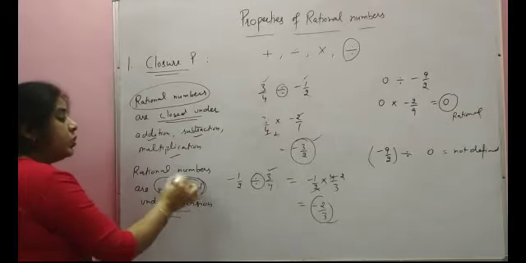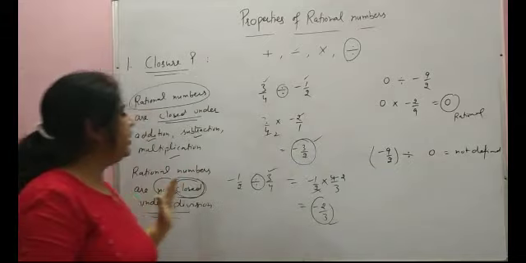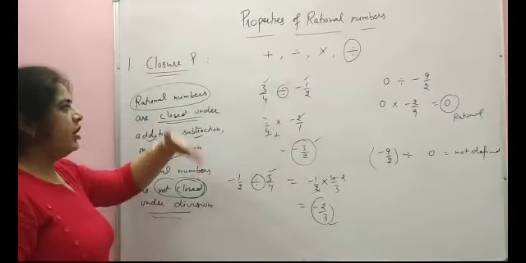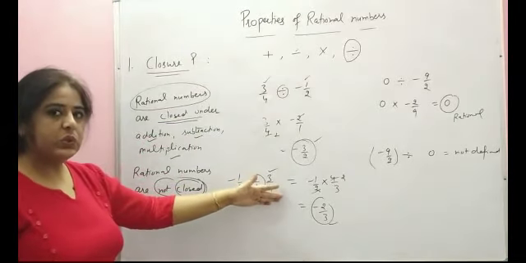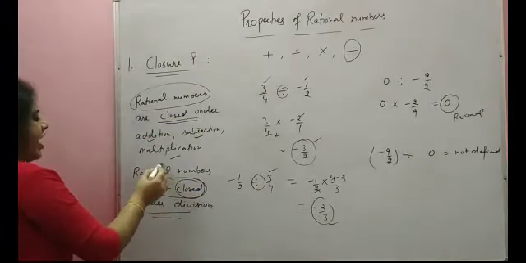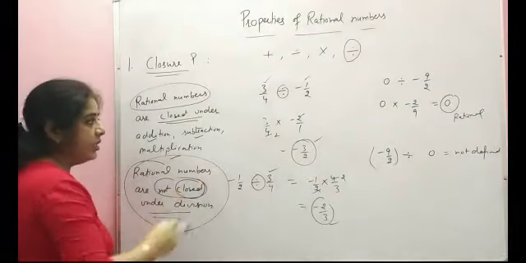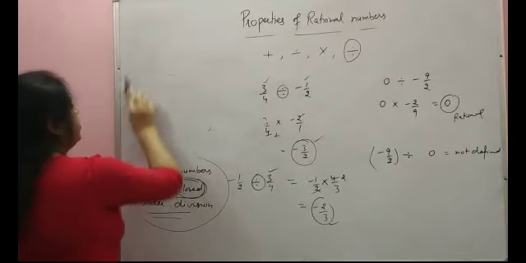Because if we leave out 0, just because of 0 only, the rational numbers are not closed under division. If we leave out 0, then for the rest of the rational numbers it is always closed under division also. But generally, we have this result that rational numbers are not closed under division. So this is your closure property.